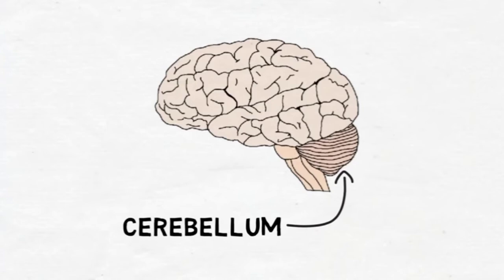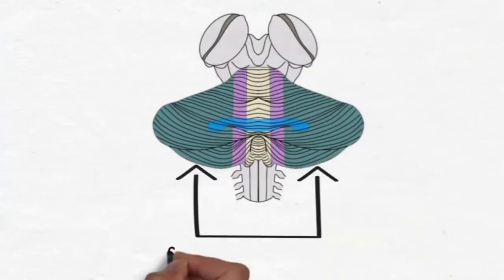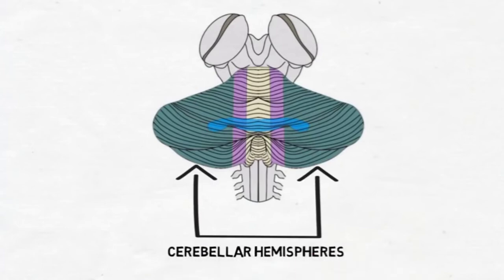Specifically, it seems to be involved with facilitating movement by detecting errors that occur in the course of a movement and correcting them, so the movement appears fluid and achieves its intended goal. The cerebellum is also involved with motor learning to reduce the likelihood errors in movement will occur again in the future. The cerebellum consists of two cerebellar hemispheres and can be divided into three parts.